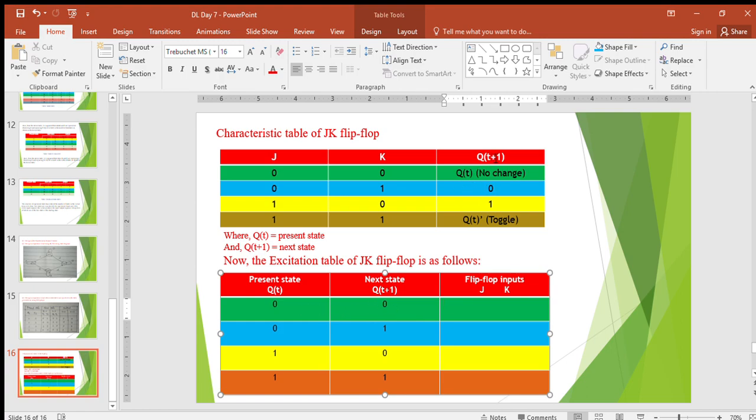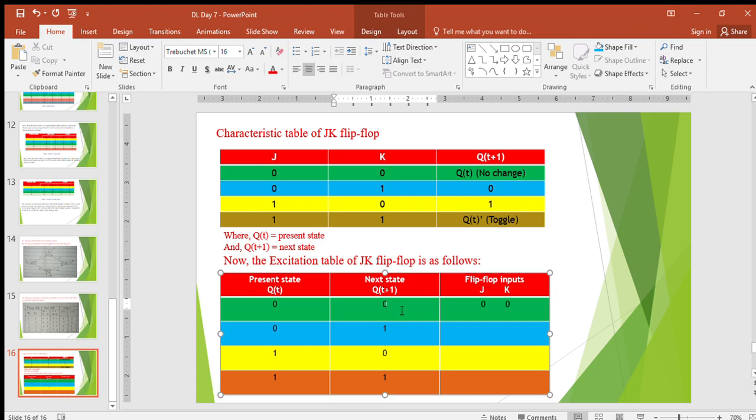If Qt plus 1 has the same value as Qt, then it is a no change condition. Here Qt is 0 and Qt plus 1 is also 0. Since the present state, Qt, and Qt plus 1 both have the same value, it is a no change condition. It means the present state has the value 0, and the next state also has the value 0. So when there is a no change condition, the value of J and K is 0 0. The first condition is 0 0.